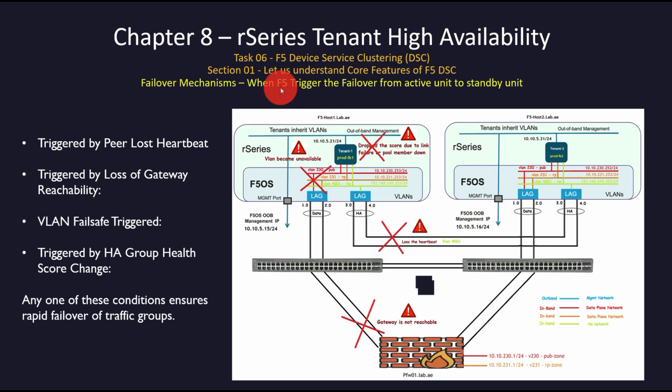Next feature is failover mechanisms. A failover mechanism is triggered when the peer loses the heartbeat, when the peer loses gateway reachability, when VLAN failsafe is triggered, or when the HA group health score changes due to pool member unavailability. Any one of these conditions ensures the rapid failover of traffic groups.